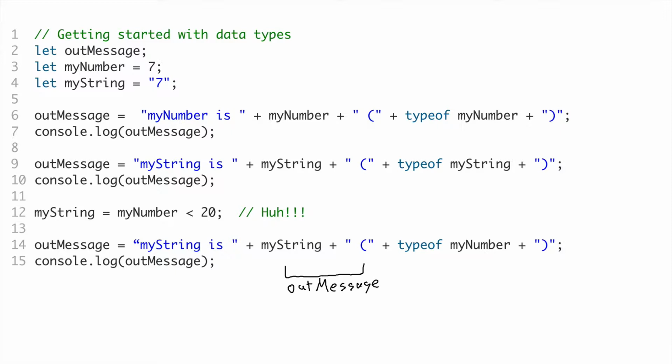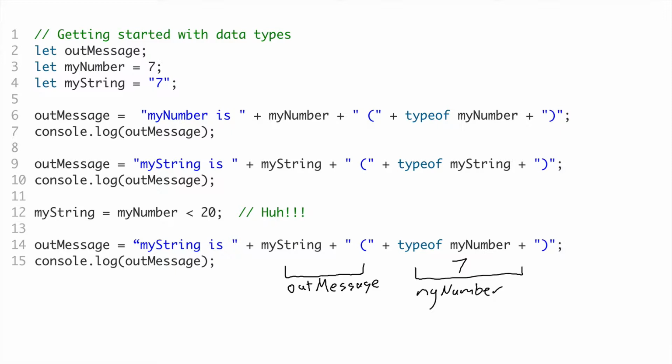The next line has the keyword let again and the name of a variable, myNumber. So as before, we have another container called myNumber. And this time, there is an assignment operator and a literal value that follows it. And this is the number 7. So that's what ends up in our myNumber variable.